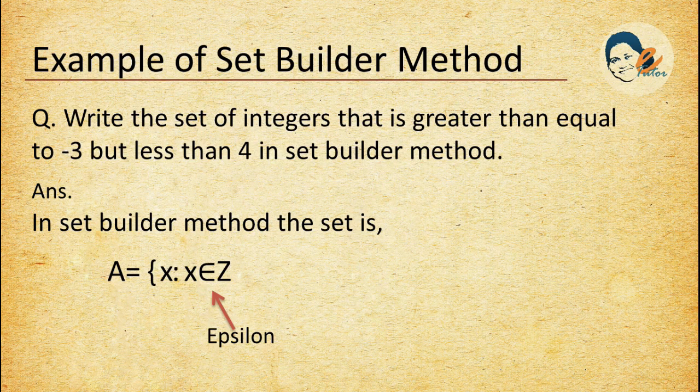Okay. Next, a comma and the next rule, that is, the elements are greater than or equal to -3 but less than 4. And finally, we enclose the whole description in a curly bracket. In this way, we can represent a set in the form of set builder method.